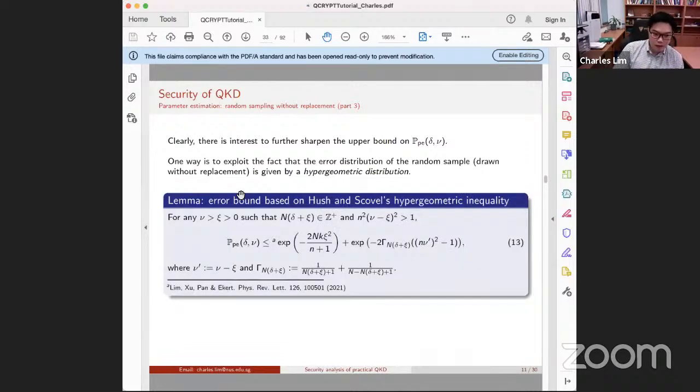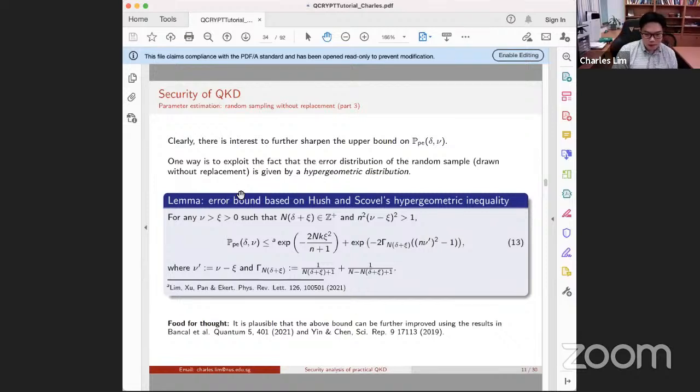And what we've found in the recent work is that you can actually do that by tapping on the Serfling and Stover hypergeometric inequality. And the trick here again is that in all of these hypergeometric inequalities or concentration bounds, they always assume that the sampler has access to the population parameter. But in this case, because we're dealing with QKD systems, we don't have access to the total error rate as part of the measurement data, right? So you need to find ways to get rid of that constraint. And that's what we did in this work.